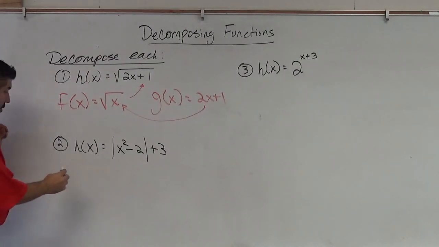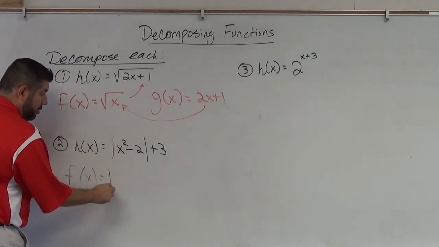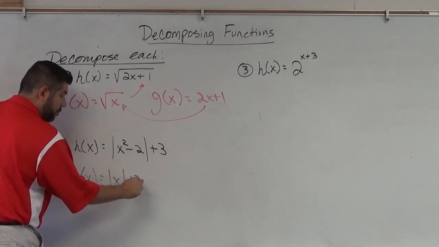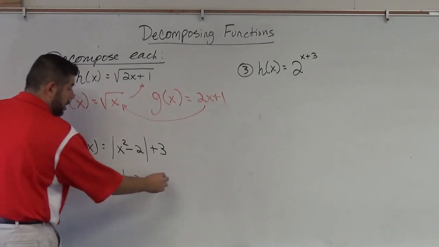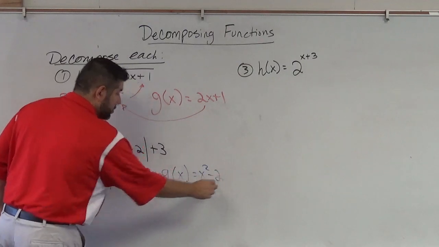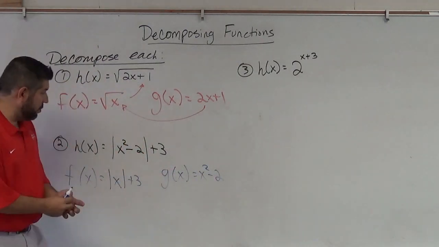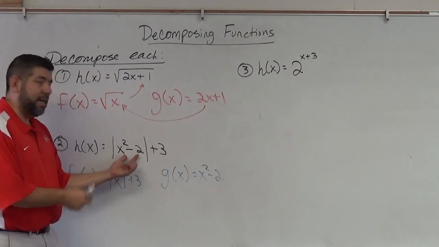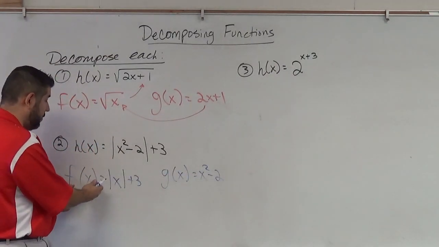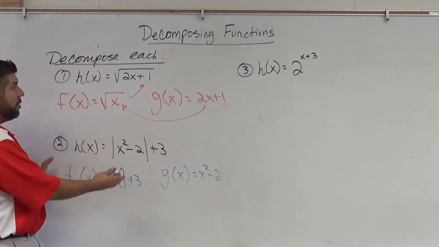All right, what about 2? For 2, I would say a good shot for f of x would probably be the absolute value of x plus 3, and g of x is going to be x squared minus 2. One of the things you could think about, folks, is that your g of x is going to be something that's inside another function, and then your f of x is going to be kind of like the outside part of it, right? So we're going to go in, and we're going to create that.